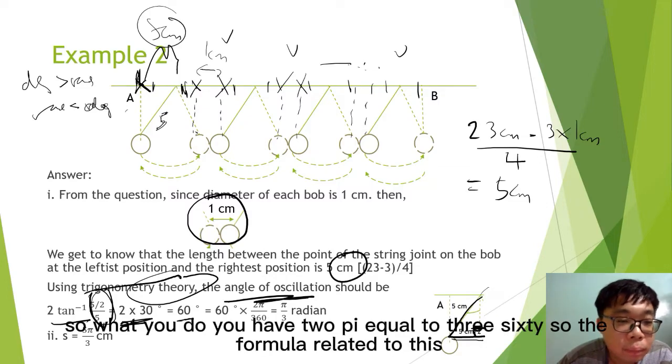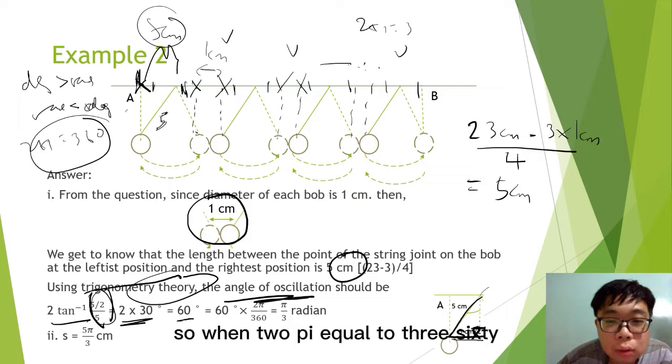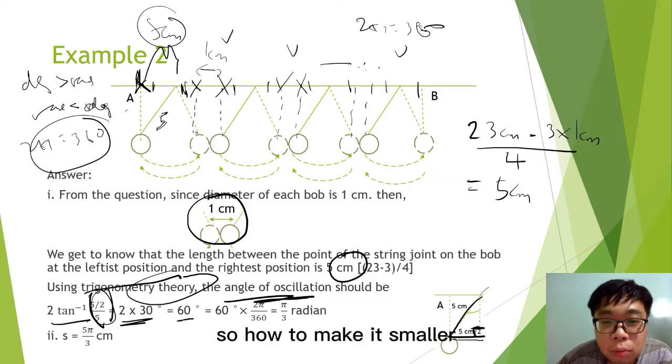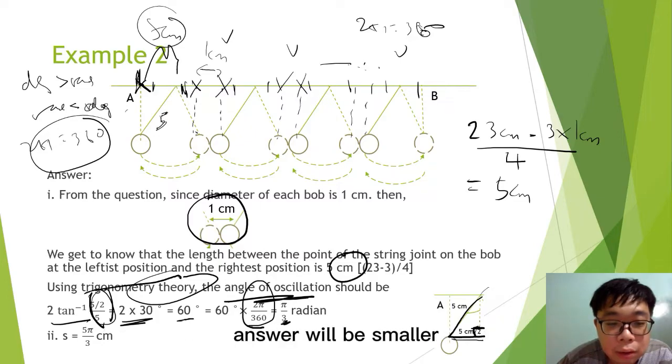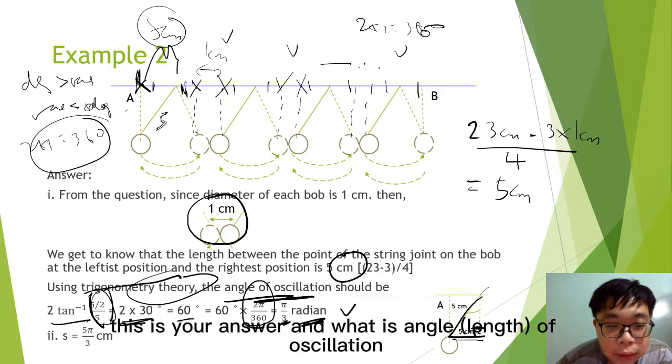So what you do, you have 2 pi equal to 360. So you convert it to this one. So when 2 pi equal to 360, how to make it smaller? You must multiply with 2 pi over 360. So the answer will be smaller. So pi over 3 radian, this is your answer.